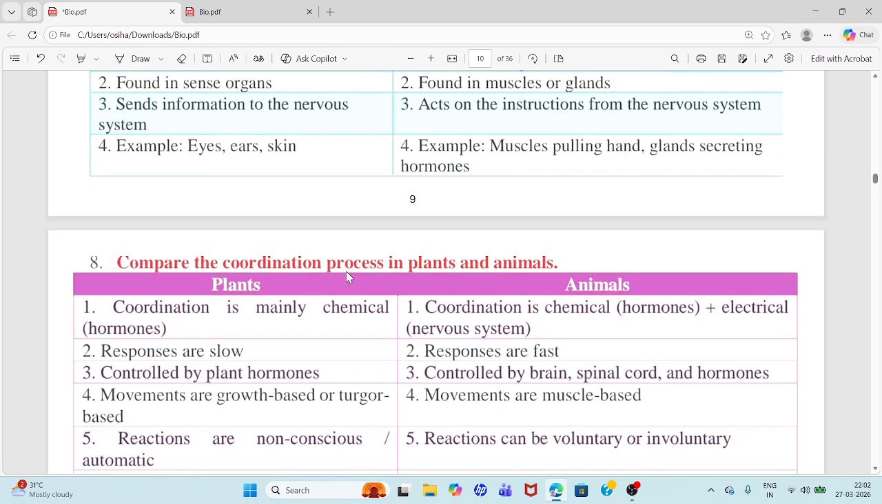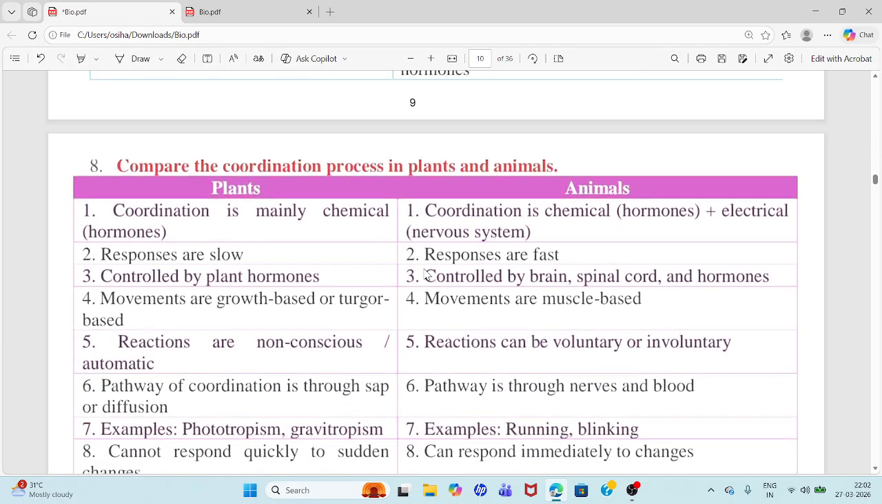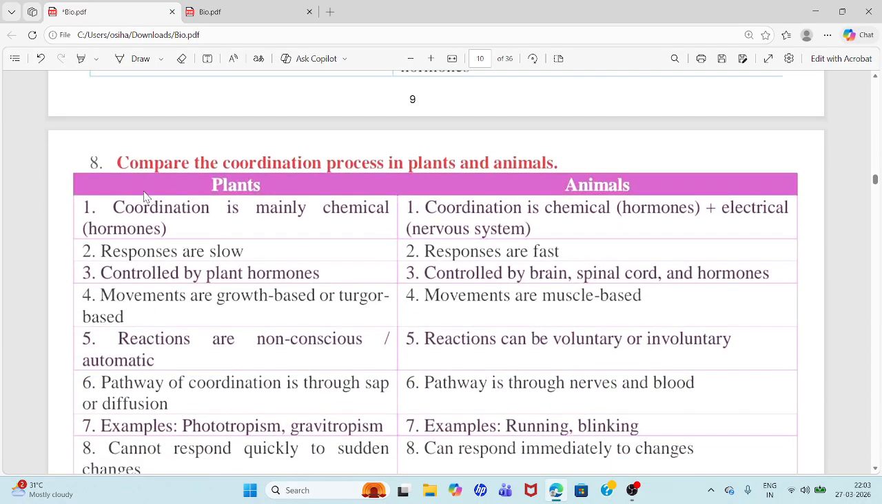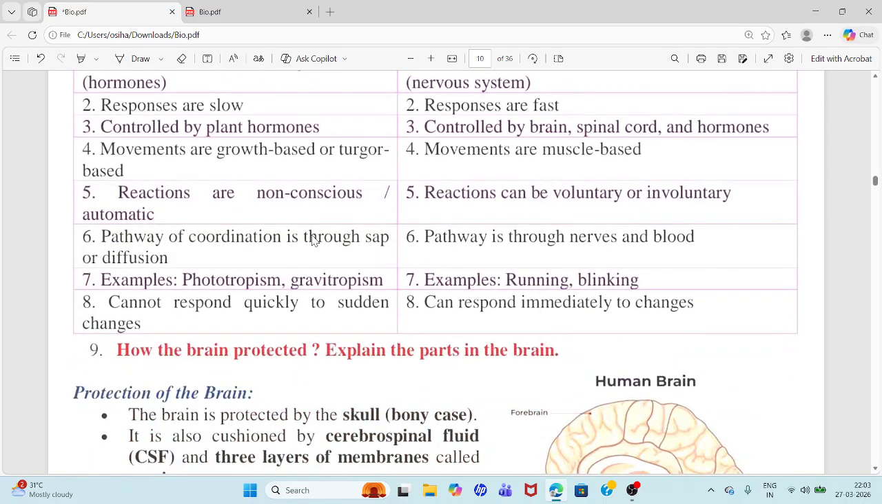Eighth question. Compare the coordination process in plants and animals. Plants, animals. Coordination is mainly chemical, hormones. Here, coordination is chemical plus electrical. Responses are slow, fast. Controlled by plant hormones, controlled by brain, spinal cord, and hormones. Movements are growth based or trigger based. Here, muscle based. Reactions are non conscious. Here, voluntary or involuntary.